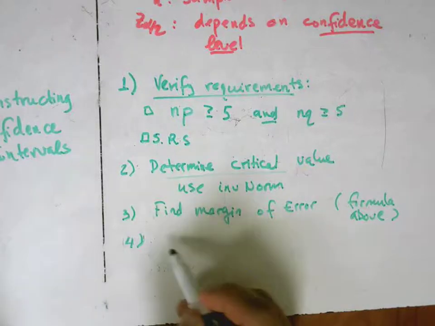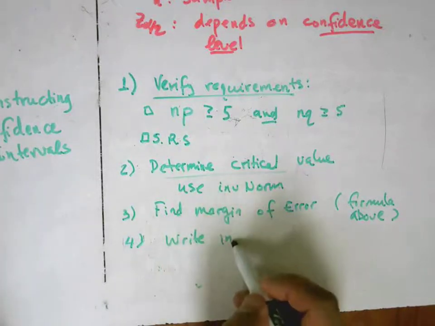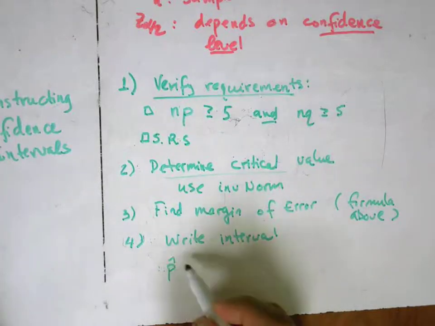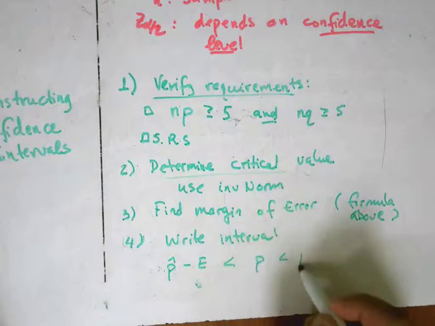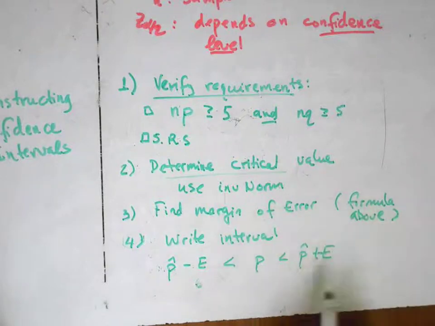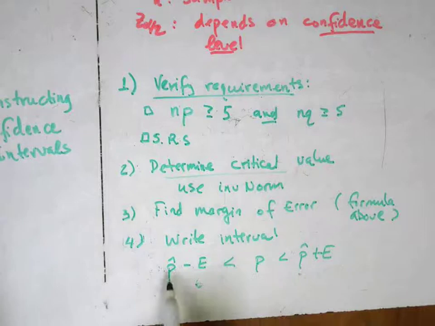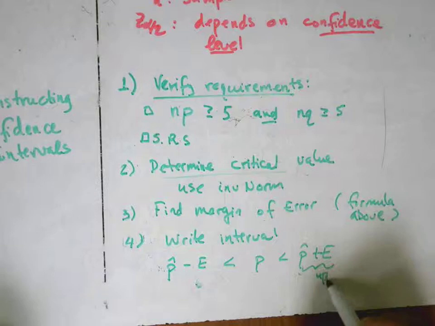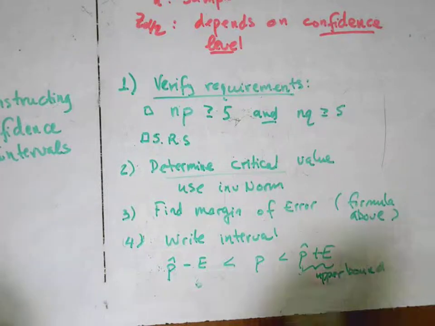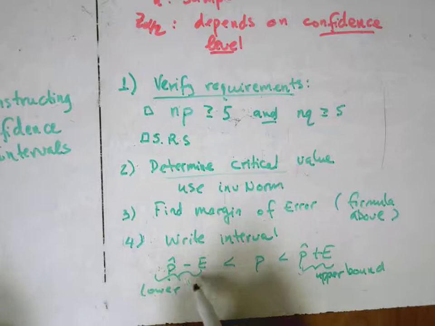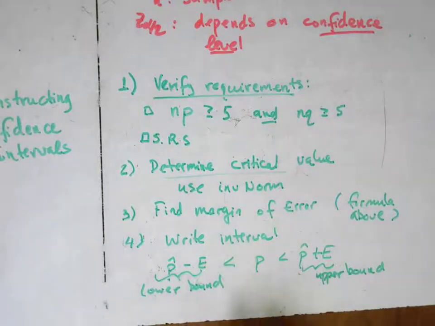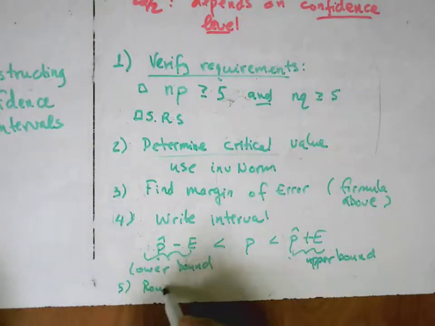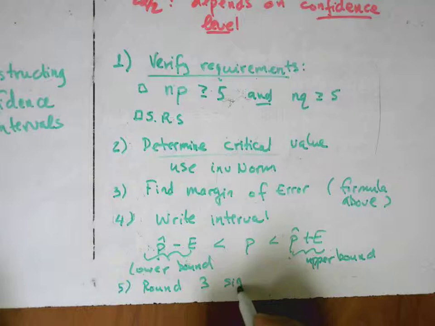4, we want to write an interval. So the interval is written this way: p hat minus the error is less than p is less than p hat plus the error. In other words, whatever estimate we come up with plus the error, whatever estimate we come up with minus the error, that should be the upper bound. And this is the lower bound. Okay. And then finally, once we get all the answers, we round our answers to 3 significant digits.